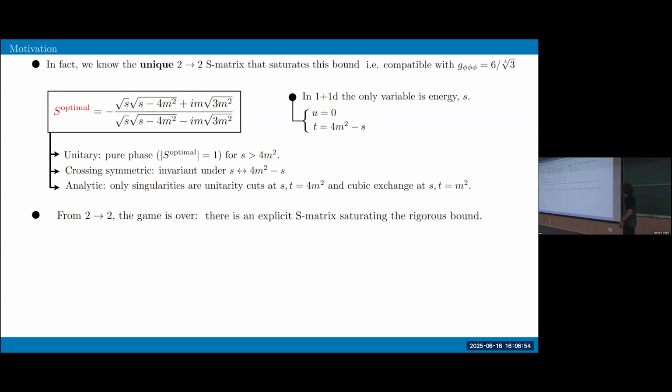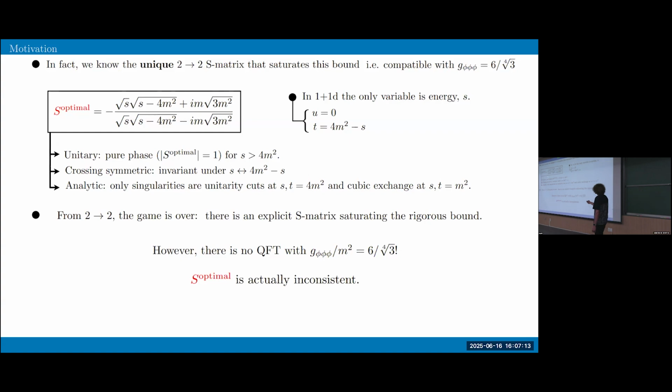So it seems that from 2-to-2, the game is over. We found an explicit S matrix that satisfies all the basic axioms and realizes this optimal bound, which has been derived with rigorous methods. However, I'm going to argue that there is no quantum field theory that realizes this value, and that this S matrix is actually inconsistent. And to do that, we need to examine multi-particle amplitudes.